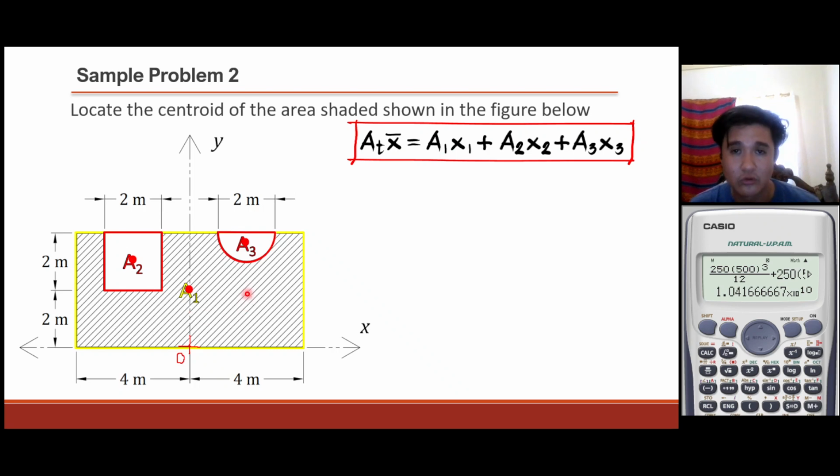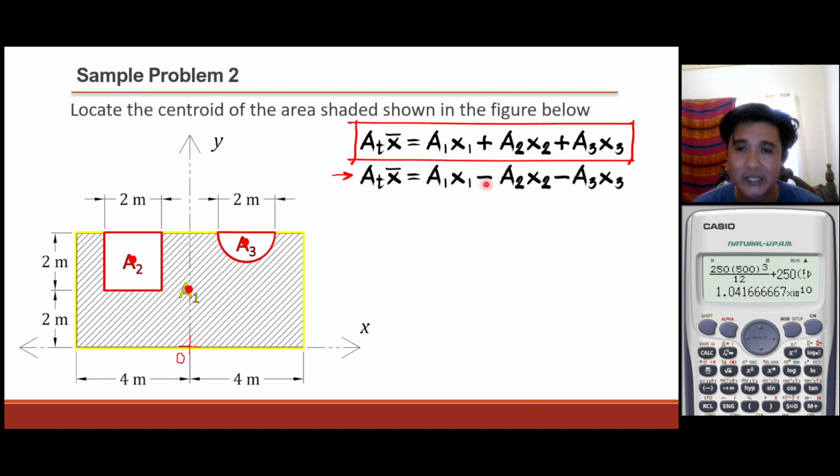Okay? So si x bar, that would be yung x distance ng centroid ng buong figure na ito. Tapos x1 natin ay yung x distance ng centroid ni A1. Tapos yung x2 ay yung x distance ng centroid ni A2. At yung x3 natin ay yung x distance ng centroid ni A3. Okay? So, in this case pagka yung area natin ay butas, yung sign natin magiging negative.